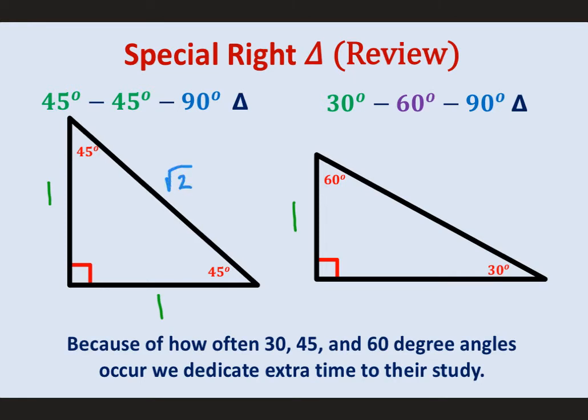In our 30, 60, 90 triangle, if across from the 30 is a 1, then across from the 90 is a 2. And across from the 60 is a square root of 3. So this is our most simple basic form of the 45, 45, 90 and 30, 60, 90 triangles. It's 1, 1, root 2, and then 1, root 3, 2.